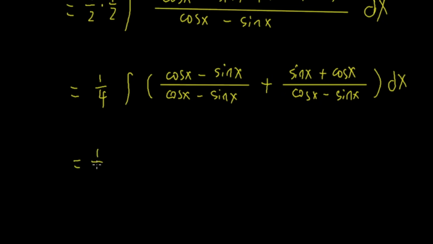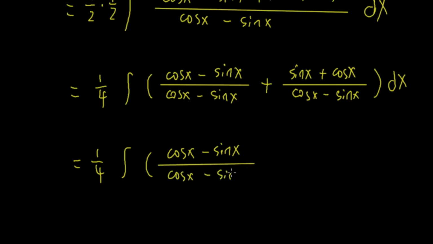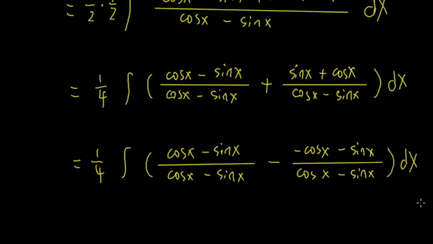Okay, so now that is equal to 1 over 4 integral of cosine x minus sine x, all divided by cosine x minus sine x, minus, now what's the top here? Okay, let me just write cosine x first. So plus cosine x becomes minus cosine x. Plus sine x will become minus sine x. All divided by cosine x minus sine x dx. Then this will work.